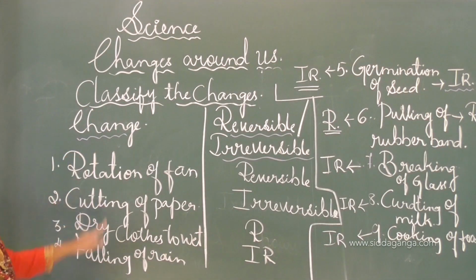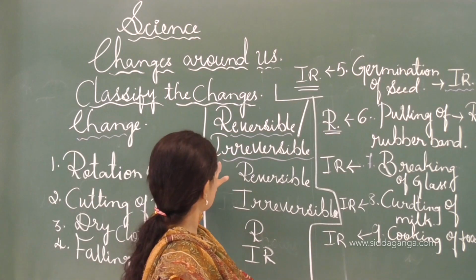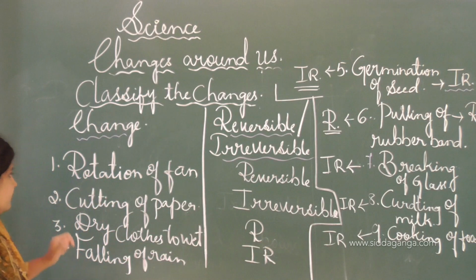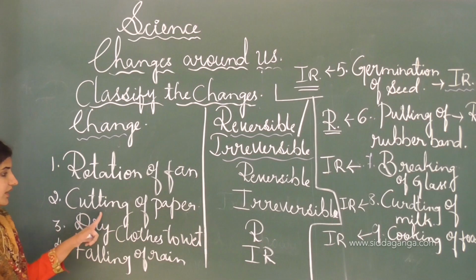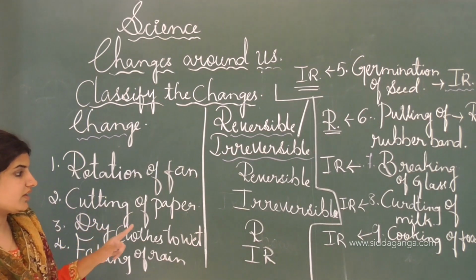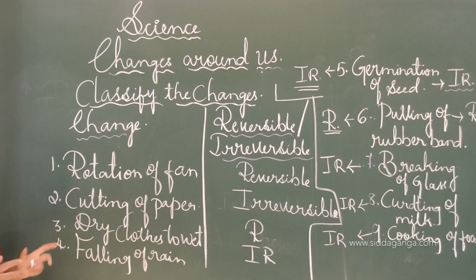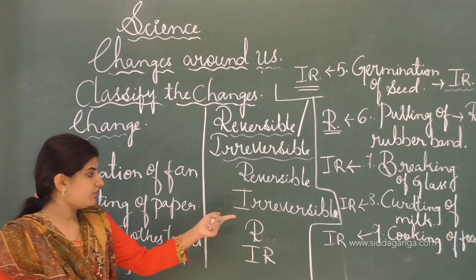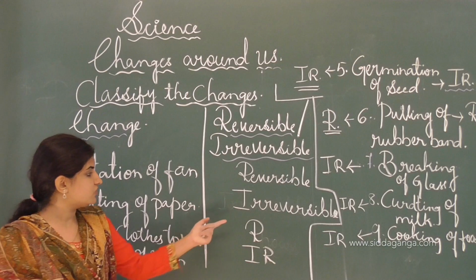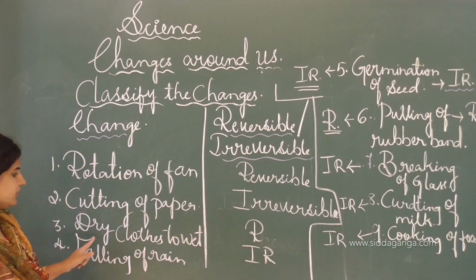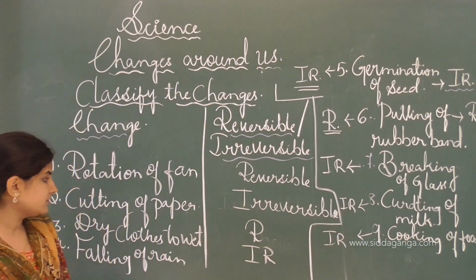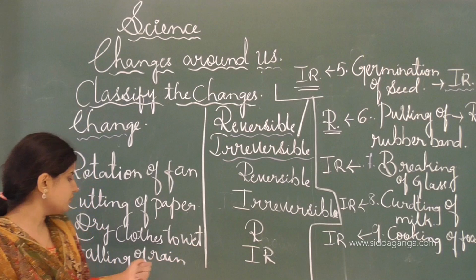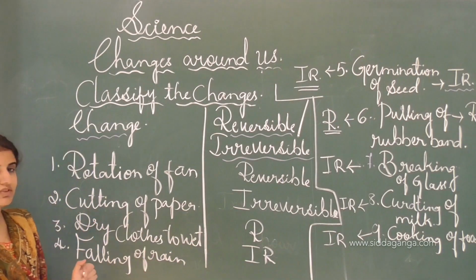See, these are the changes that I have written, and here in the second column I have written reversible and irreversible change. Rotation of the fan is a reversible change, and the cutting of the paper is an irreversible change. After cutting the paper, we can't go back to the original paper. So, this is one of the irreversible changes. And dry clothes becoming wet and wet clothes becoming dry, we can easily make that happen. It is a reversible one. And the falling of the rain is an irreversible one.